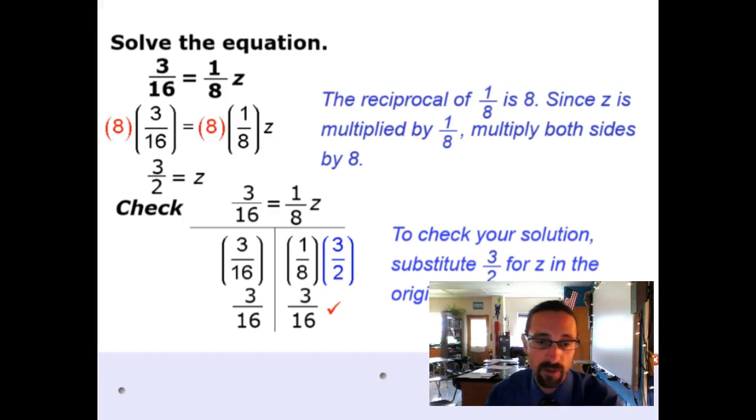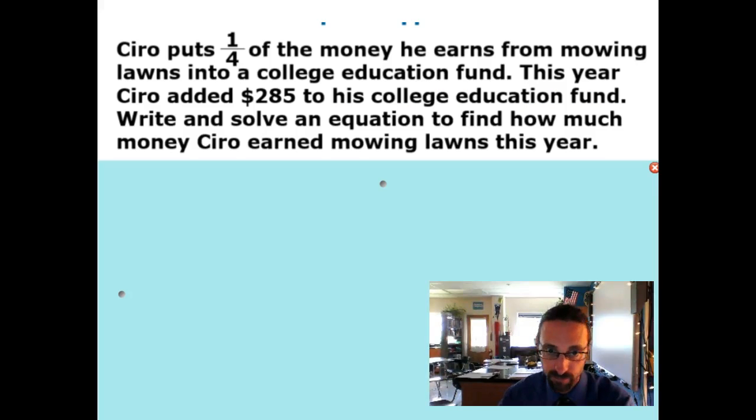Let's do one more problem here. And then I just want to remind you some rules about the properties of equality. So Ciro puts a quarter, or 1/4, of the money he earns from mowing lawns into a college education fund. Okay, so the quarter of the money he makes from mowing lawns goes into college fund. Great. This year, Ciro added $285 to his college fund. Write and solve an equation to find out how much money Ciro earned mowing lawns this year.